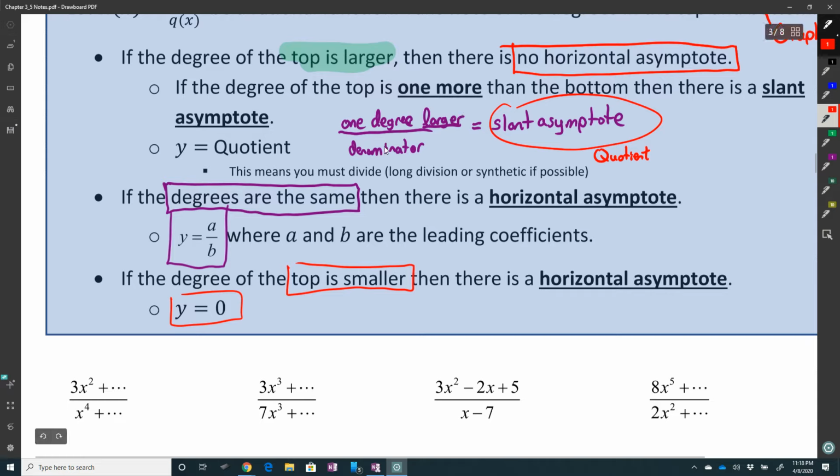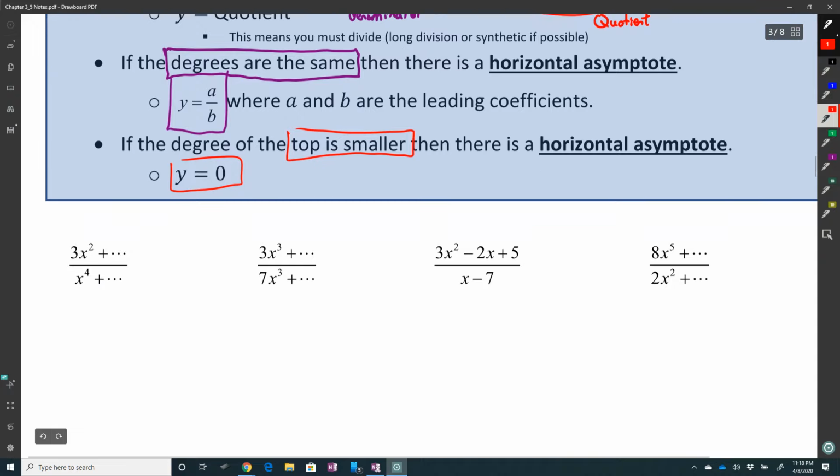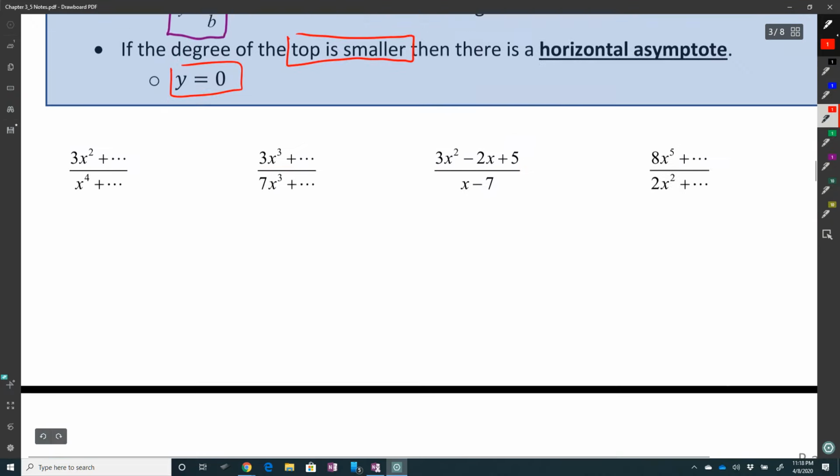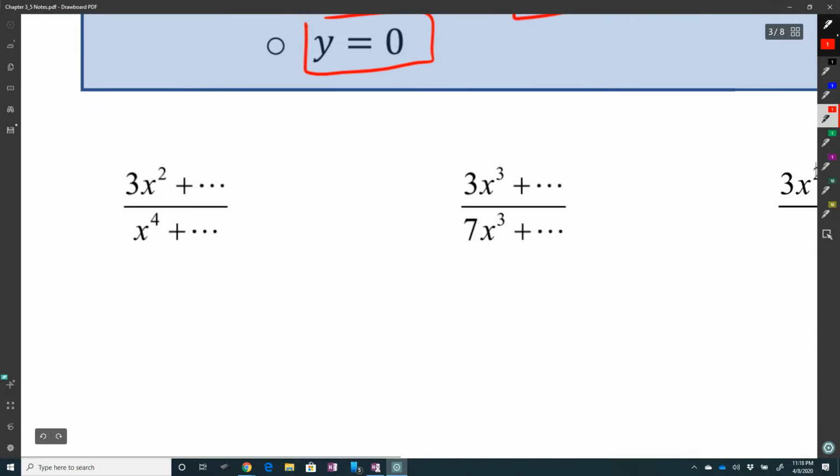But if it's one more, we have what's called a slant asymptote. So I know that I'm kind of butchering this right now, but let's go over some examples and hopefully it'll clear things up. So this first example, I put dot dot dots because when you're dealing with horizontal asymptotes, the other terms don't matter. All you care about is the first terms.